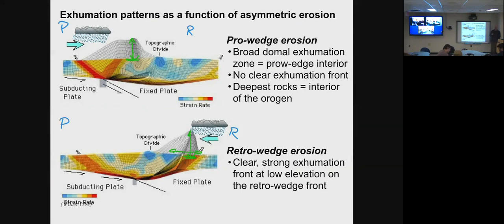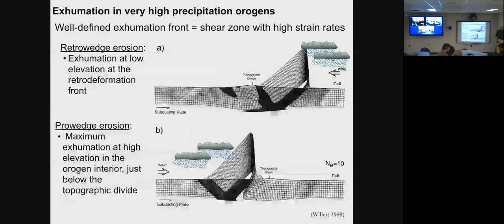Now, deformation in this case is not dictating where metamorphic rocks come to the surface. Erosion does. Kind of mind-boggling when you start thinking about it. Now, if you have very aggressive erosion, think New Zealand, think, I'm going to show you an example of the Olympic Mountains in the Seattle area on the West Coast, think the Himalayan system. Very, very high erosional rates now.